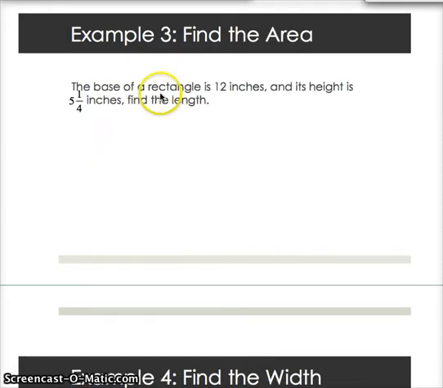In example 3, we're going to find the area. It says the base of a rectangle is 12 inches and its height is 5 1/4 inches. We're going to find the length. I think this actually should read area. Let me take that out. I think that was a mistype. All right, so we're going to find the area. The base of a rectangle is given and its height.